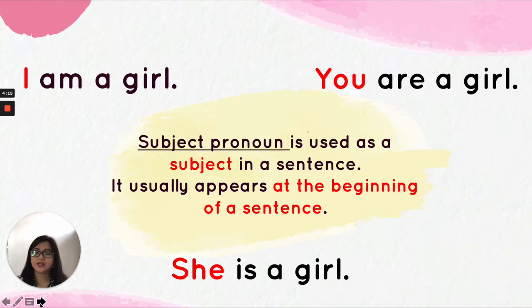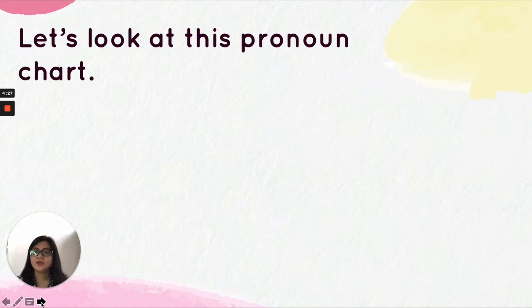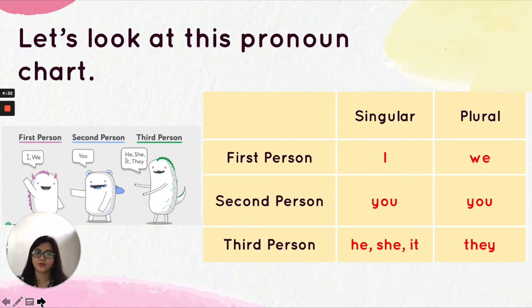If you look at these sentences that we have here, the subject pronouns that you can see are all in the first part, or at the beginning, of the sentence. So let's look at this pronoun chart. We have first person, second person, and third person. If it's first person singular, you can use I if you're only referring to yourself and you're only one. If you're talking about a lot of people, including yourself, so you and other people, you can say we. Second person, on the other hand, is the person you are talking to.